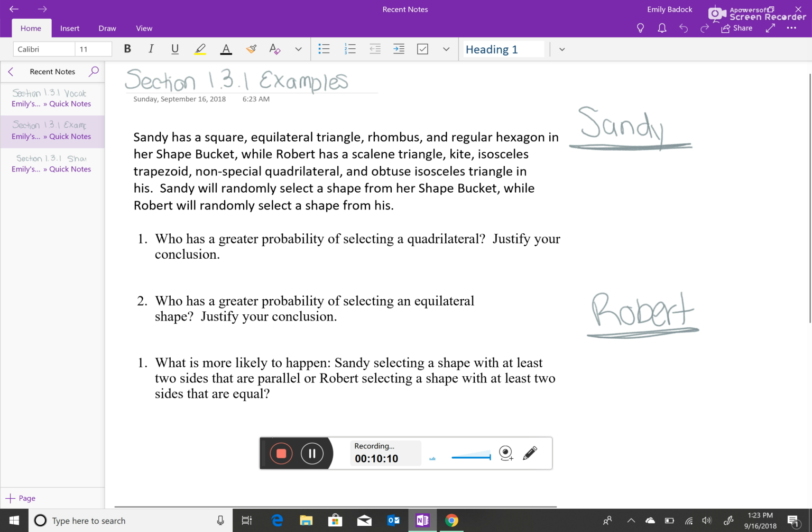Before we even dive into 1, 2, and 3, that should say a 3 there. I don't know why that doesn't. We are going to talk about what shapes Sandy has and what shapes Robert has. Starting off, it says Sandy has a square. That one's pretty easy. We can draw a square.